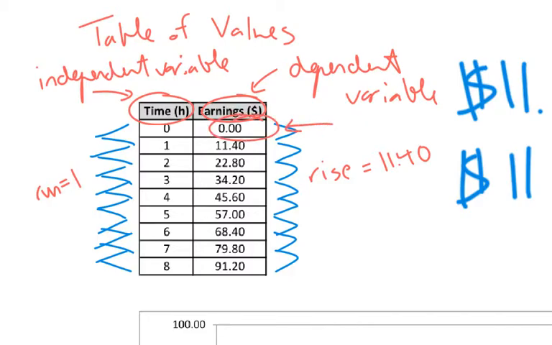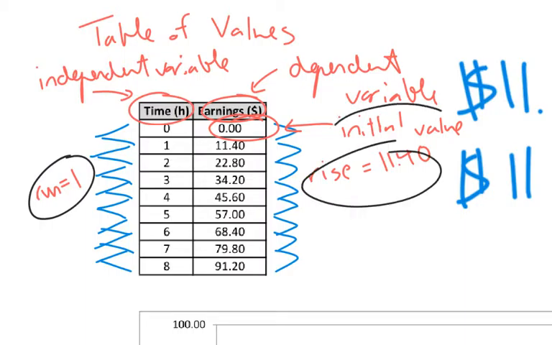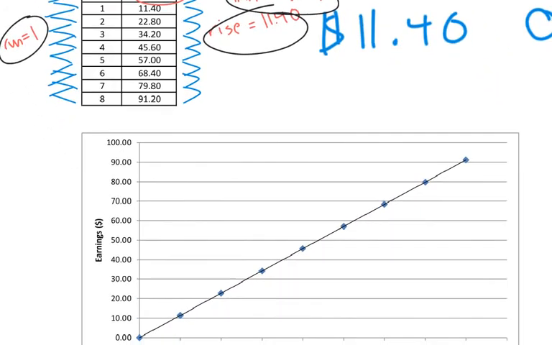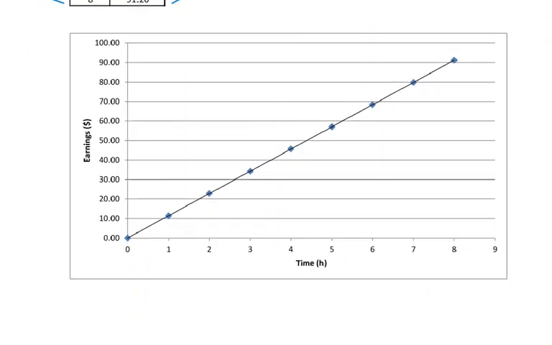There's one more value you can extract, and that is something called the initial value. Therefore, you can extract many pieces of information from your table of values. You can extract your run, your rise, as well as your initial value. If you don't have a table of values, you can look directly at the graph.